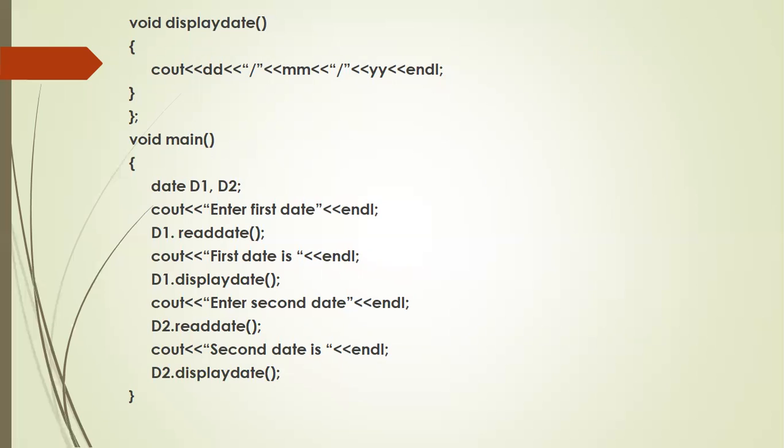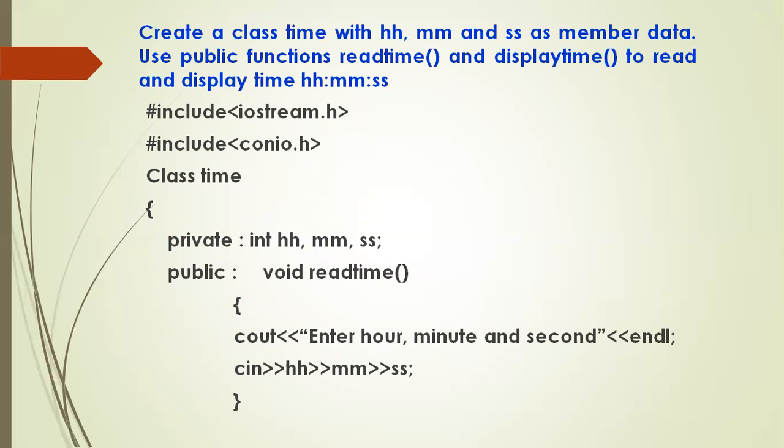You are calling the read date function and display date function outside the class. You are calling those 2 functions inside the main. This is permitted because the member functions are defined under the access specifier public. You can observe in the entire main function, I am not able to use the values dd, mm, yy directly because dd, mm, and yy are declared under the access specifier private.